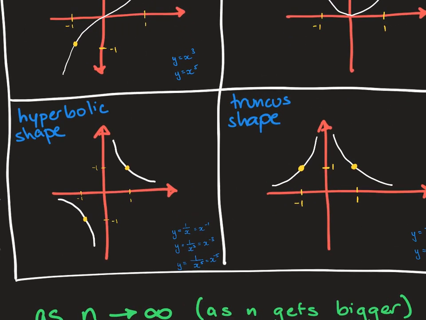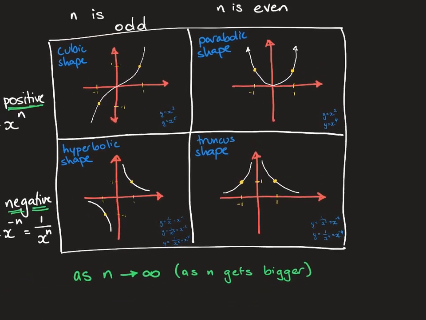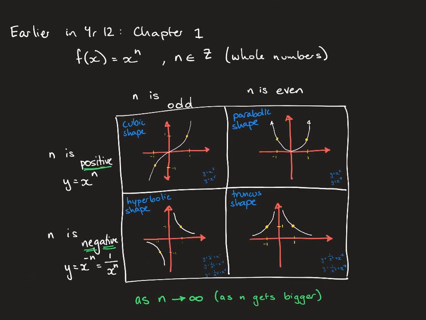So these functions can also be written with their negative powers, like I've got here. For our hyperbola, we've got y is equal to x to the power of minus 1, minus 3, or minus 5. And for our truncus shape, we've got x to the power of minus 2 or x to the power of minus 4.